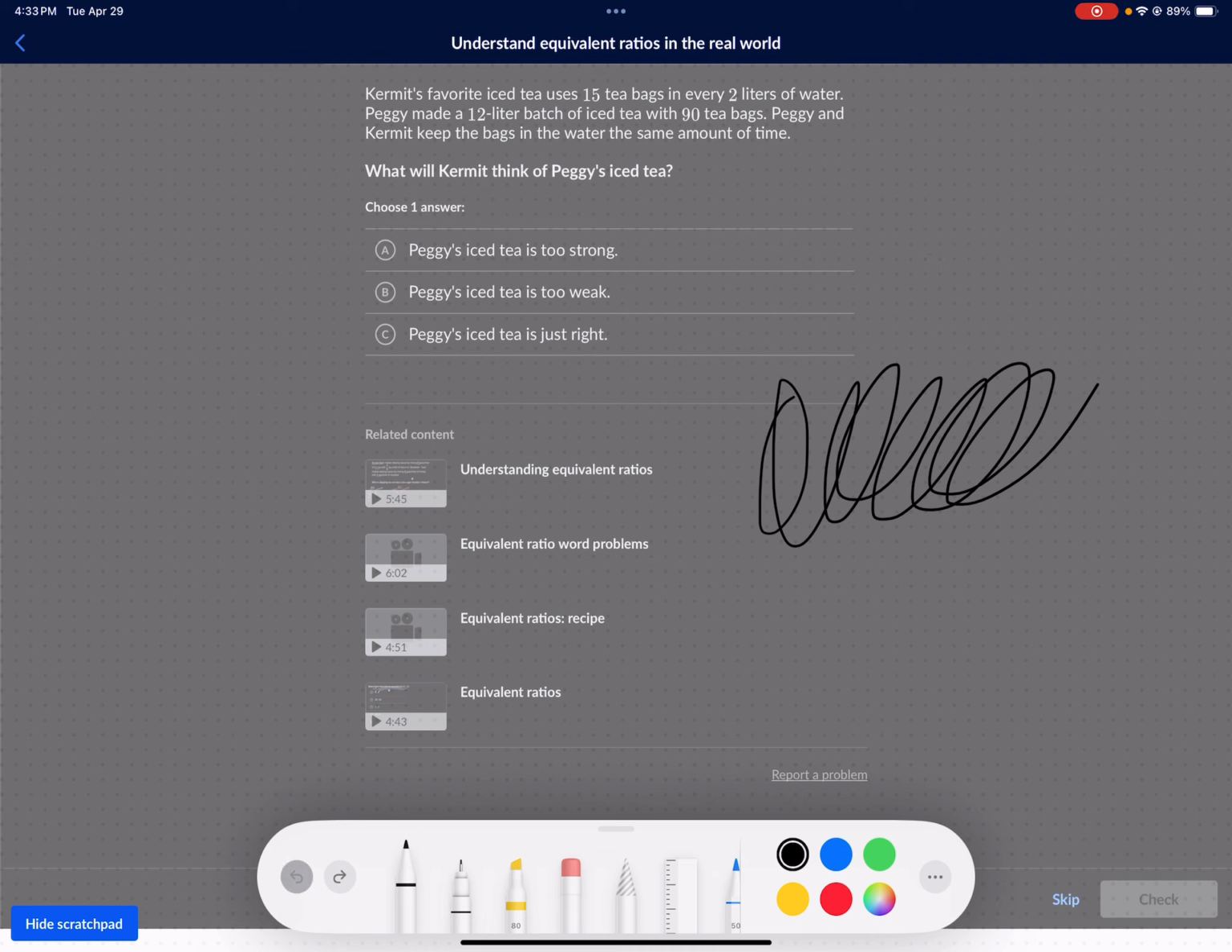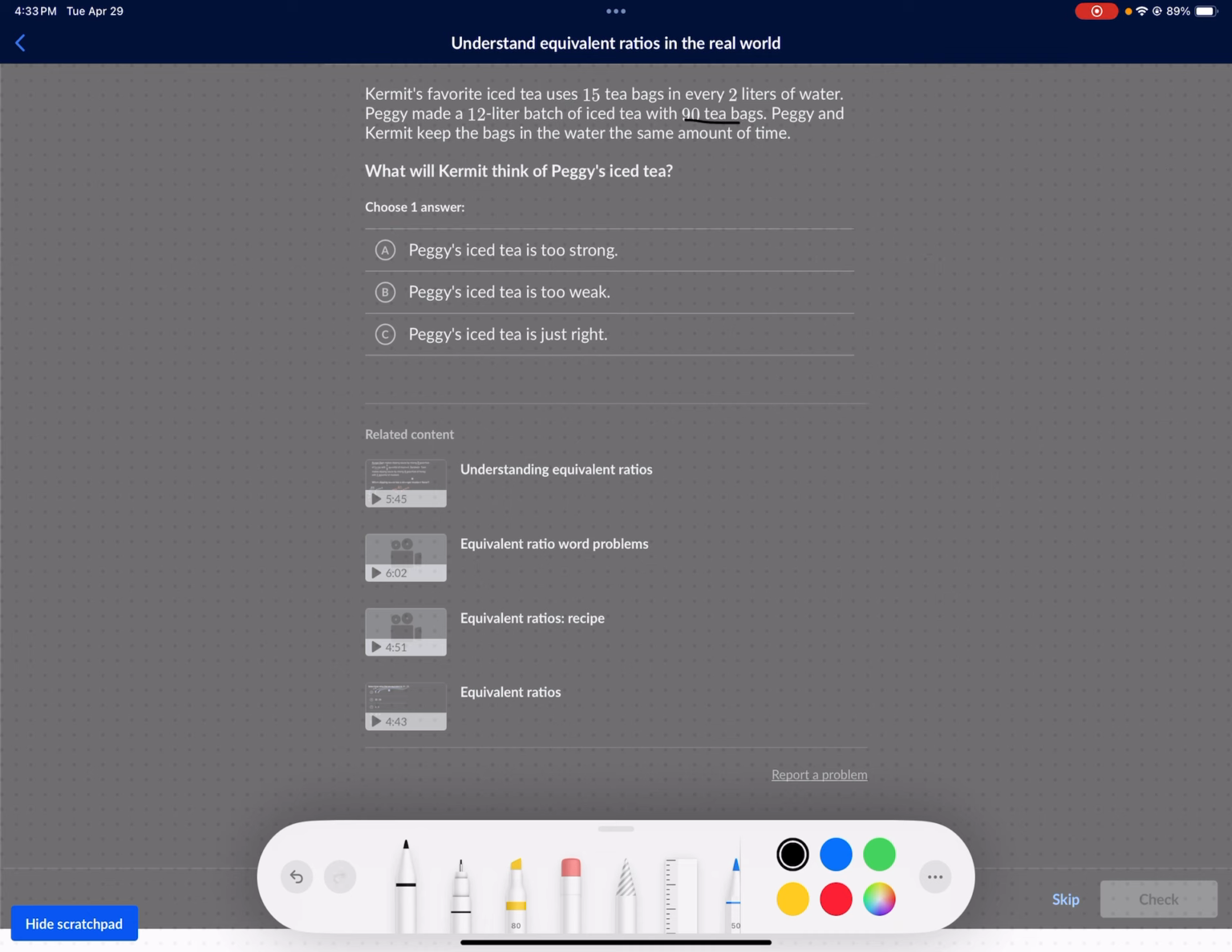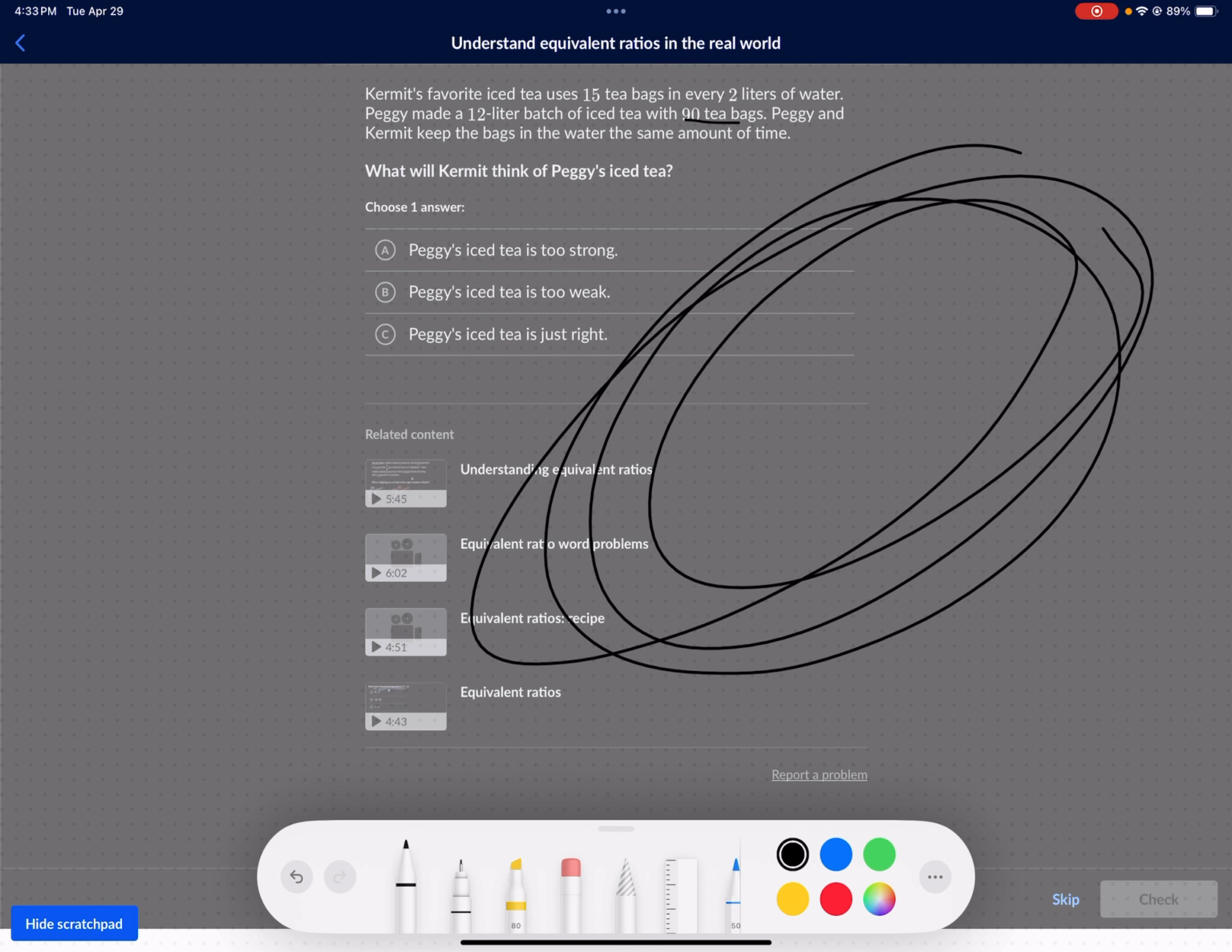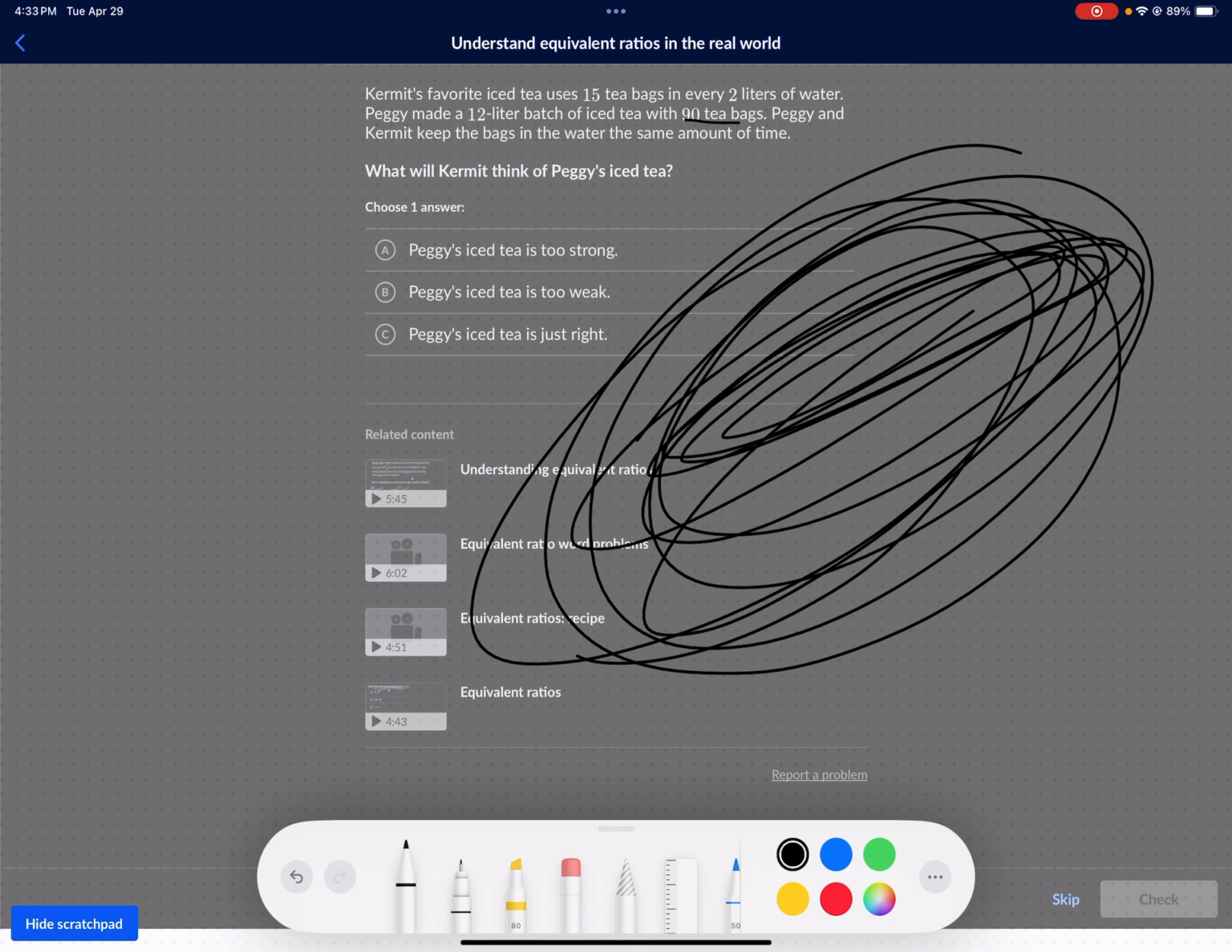Now, what about Peggy? So 90 tea bags. So Peggy has like this much. And 12 liters is like this much. So, what do you think it is? Is it too strong, too weak, or just right? It's probably going to be too strong.